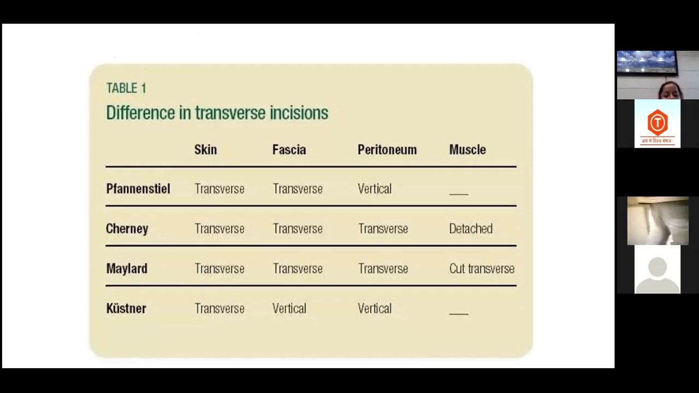Differences in the different transverse incisions: in Pfannenstiel, Czerny's, Maylard, and Kutzner, the skin is incised transversely. The fascia is transversely incised in Pfannenstiel, Czerny's, and Maylard's, while in Kutzner, the fascia is incised vertically. The peritoneal entry is vertical in Pfannenstiel and Kutzner, while it is transverse in Czerny's and Maylard's. The muscle is detached in Czerny's, while it is cut in Maylard's.